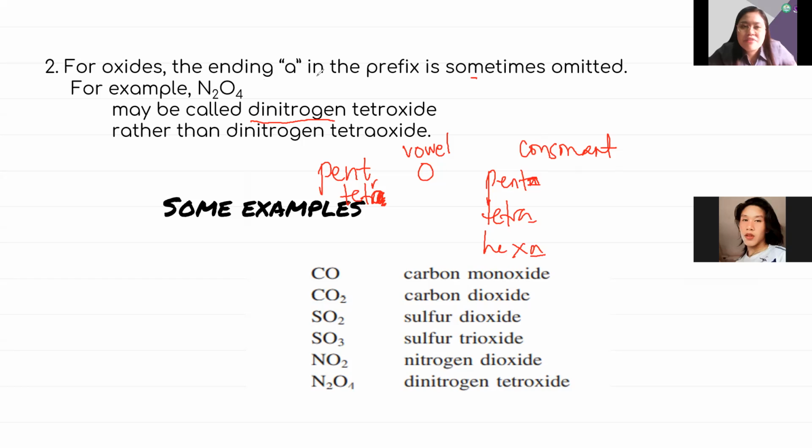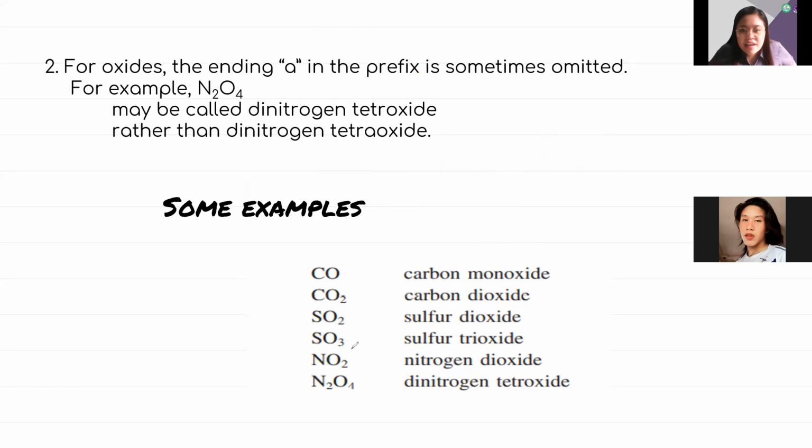So our prefix for 4 is tetra, supposedly tetra, but since vowel man ang oxygen, so that is why we omit the letter A and diretso na to siya tetrox. And then mag-end siya sa IDE, so tetroxide. So this is again dinitrogen tetroxide. So we have other examples here on the screen as you can see.